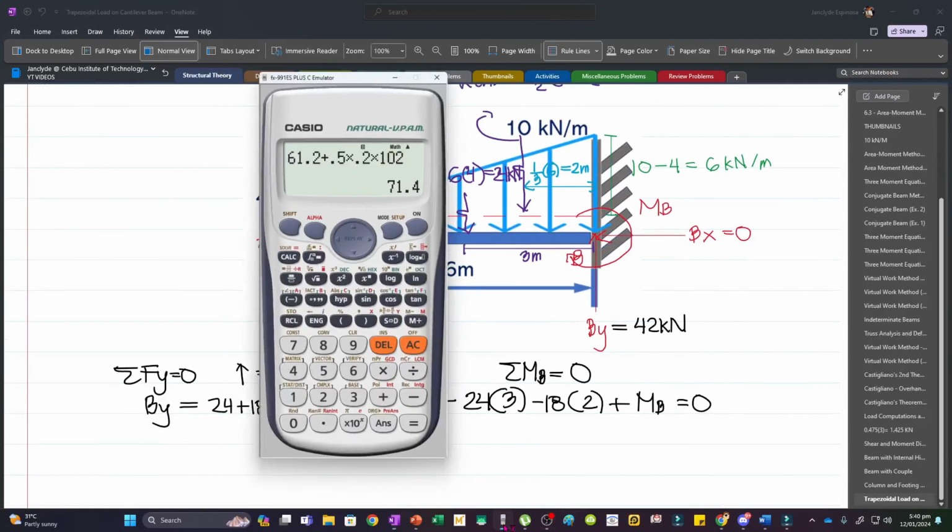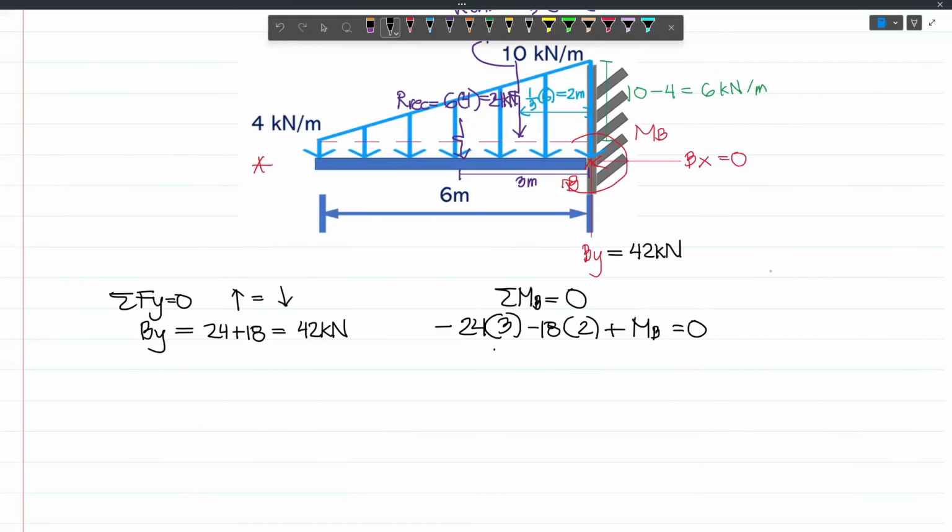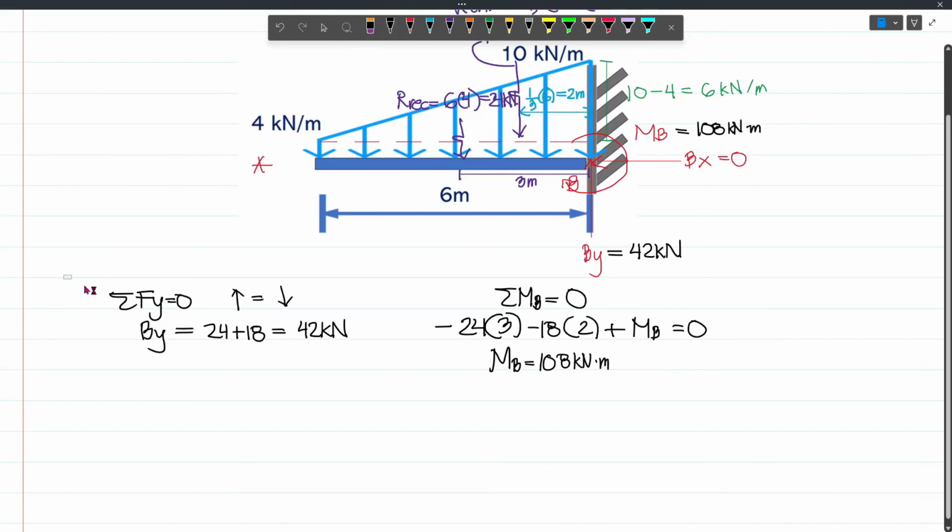And so MB will be equal to 24 times 3 plus 18 times 2. And so that will give us 108. Our MB will be 108, and so we will just place that here. So this is 108 kNm. And so I'll just move this one.